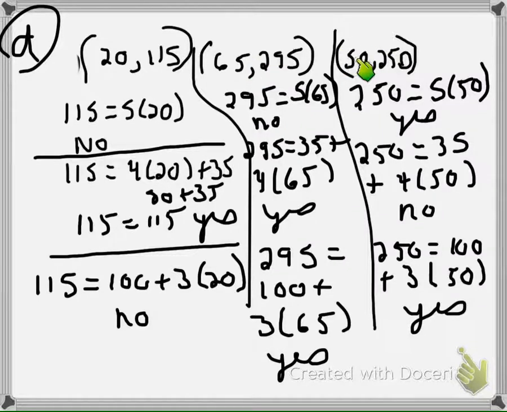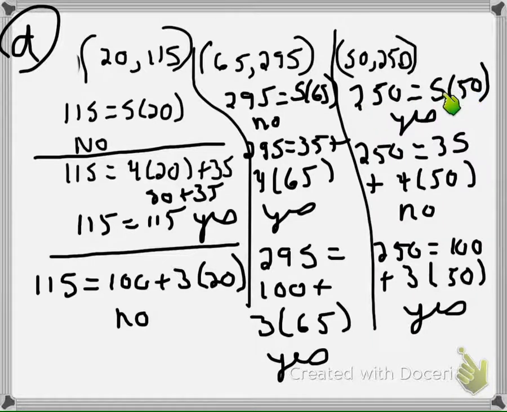Last one I have to check, 50, 250. So if 250 goes in the cost spot and 50 in the people spot, all this work you should be showing, because I shouldn't see just a no, a yes, and a no. I want to see the work. You're going to show me you're substituting this in and that you're finding out what it's equal to. So make sure you're copying this work down.